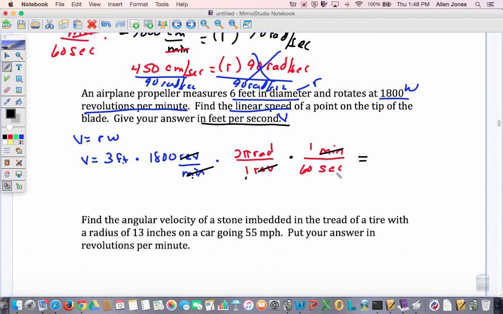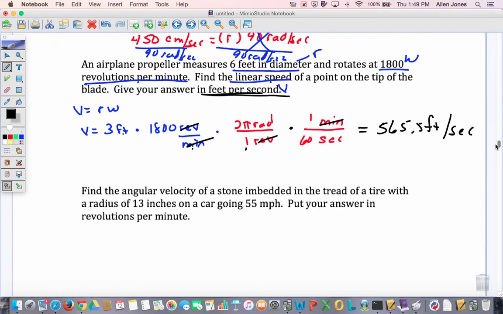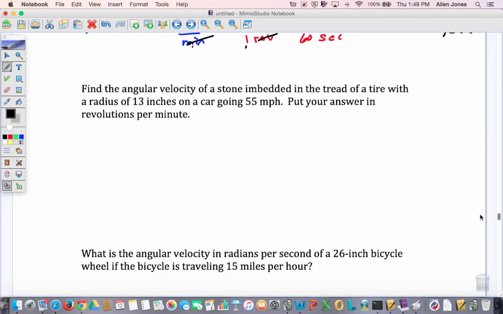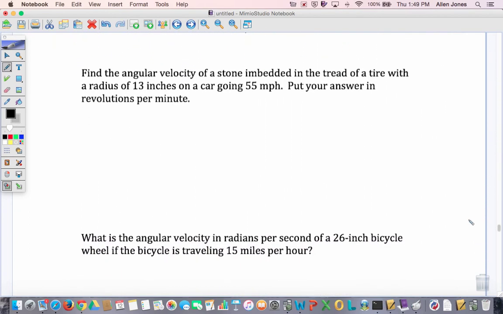And now when I multiply, I have 3 feet times 1,800 times 2 pi radians. I can take feet times radians, and the label left for my denominator is seconds, so I'll have a label of feet per second when I finish this. 3 times 1,800 times 2 pi divided by 60 is going to get us about 565.5 feet per second. So as you can see, there's more labeling going on in these problems than there is actual calculation. The calculations themselves are fairly straightforward.